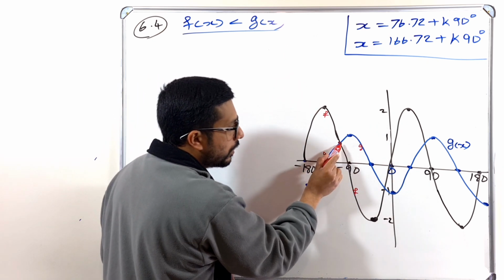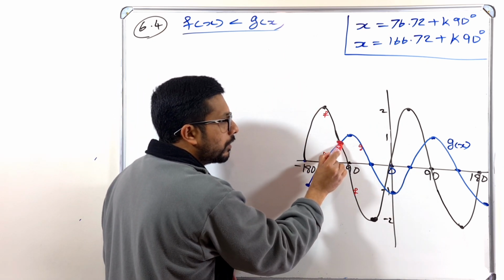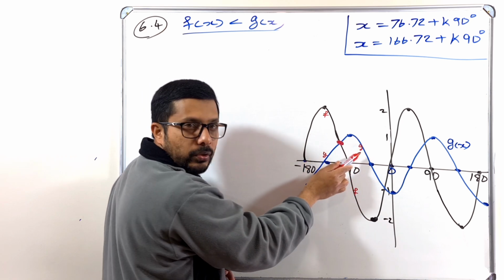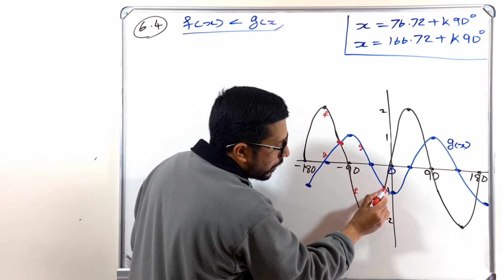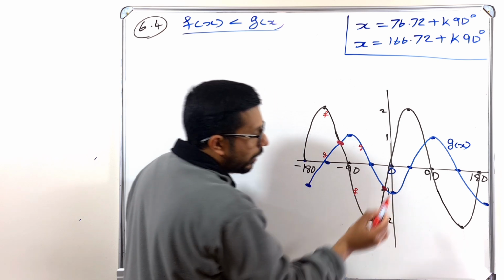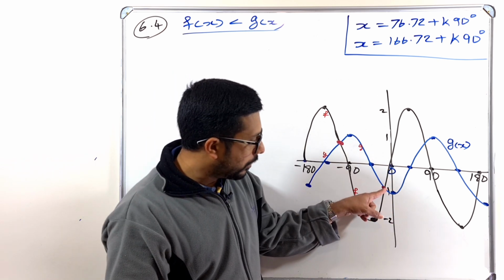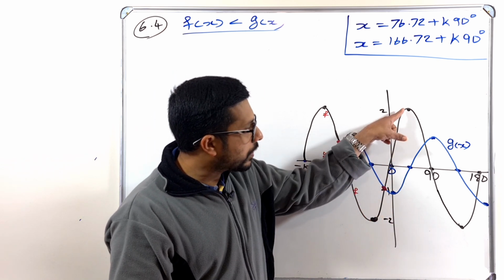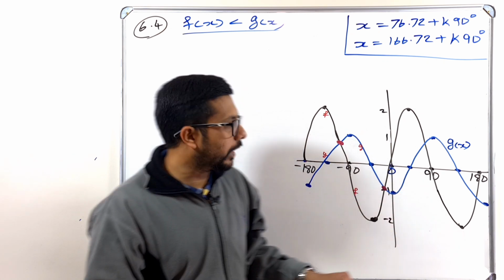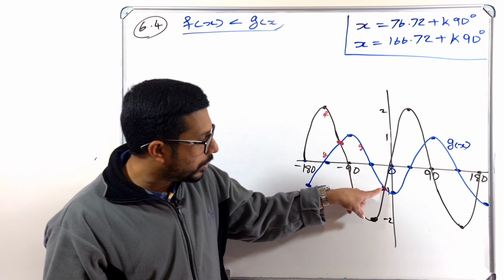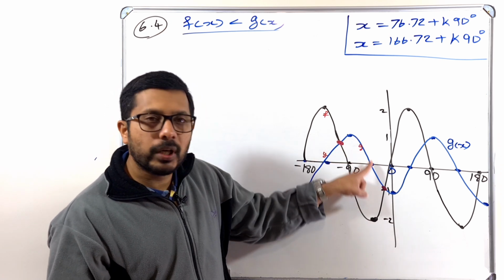So here you can see after this point, the g of x graph is on top. Up to where? Up to this point. Can you see that? After that point, you can see that f of x is on top and g of x is at the bottom. So it means that from this point to this point, this blue graph is on top.